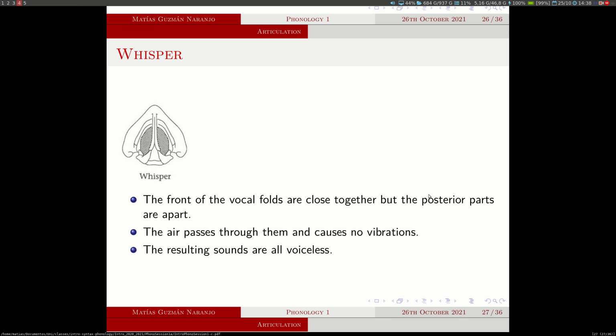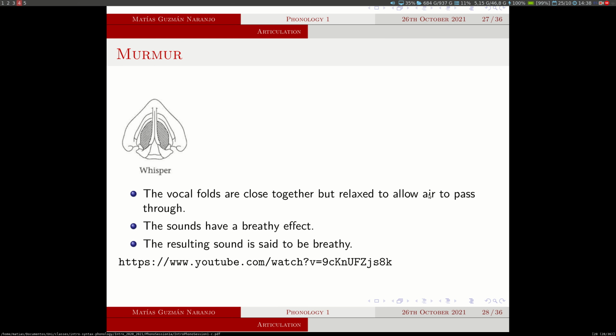Now, to whispers. The front of the vocal folds are close together, but the posterior parts are apart, so the air can still pass through and there are no vibrations and everything is voiceless. So when you whisper a word, then it becomes voiceless. Then there are murmurs. This is breathy voice. This is relatively common in some English dialects. You can watch the YouTube video there.